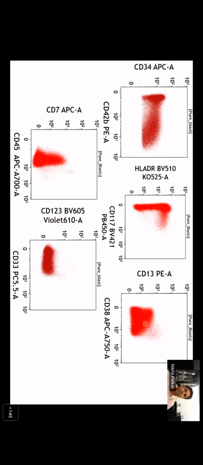Now this CD13 and CD38 are both dim to negative. Only a small fraction of this is positive. So I'll say dim to negative. And CD7 is variable. Okay. Again, CD33 is dim to negative.